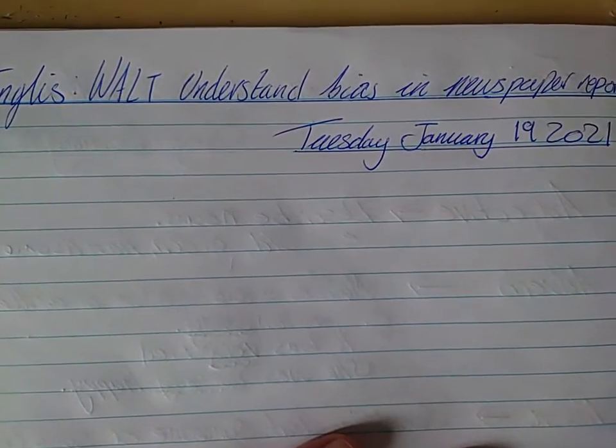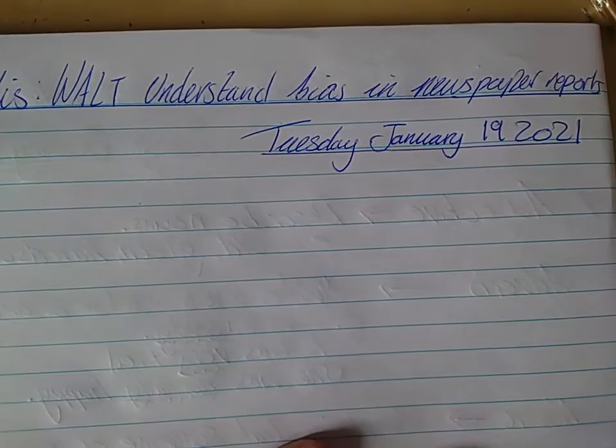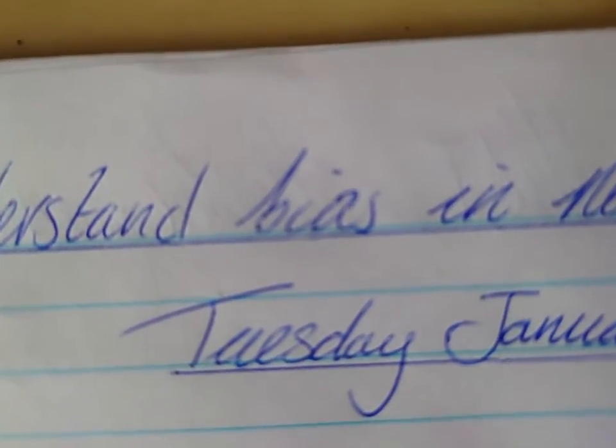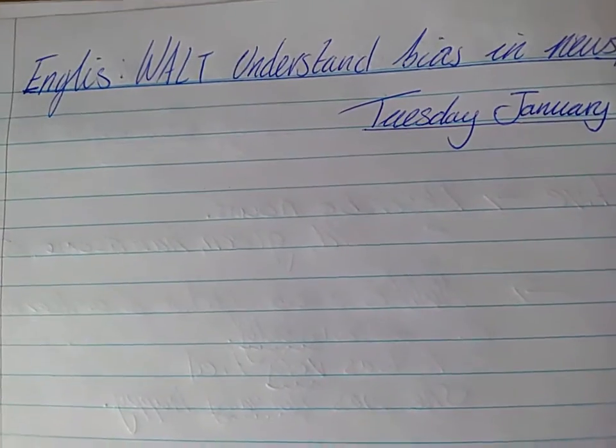It says, understanding bias in newspaper reports. Bias. What does bias mean? You want to have a look it up in the dictionary. What does bias mean? Basically, it's another word for your opinion on something.